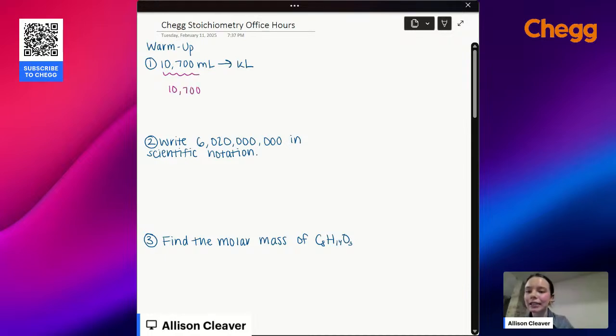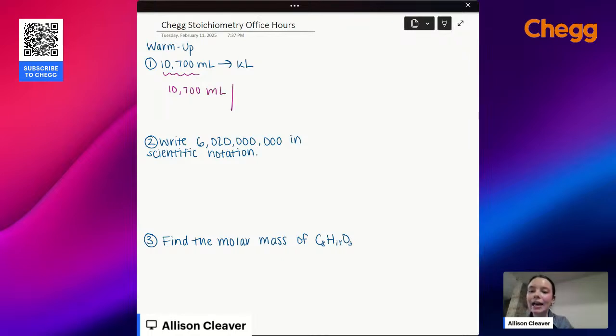I'm given 10,700 milliliters. I then need a conversion to go from milliliters to liters and liters to kiloliters. So liters is kind of that halfway point. It's called a base unit. So I'm going to go from milliliters to liters. I put milliliters on the bottom because milliliters is not in my final answer and I want to cancel it out. If I want to cancel out something on the top, I have to put it on the bottom.